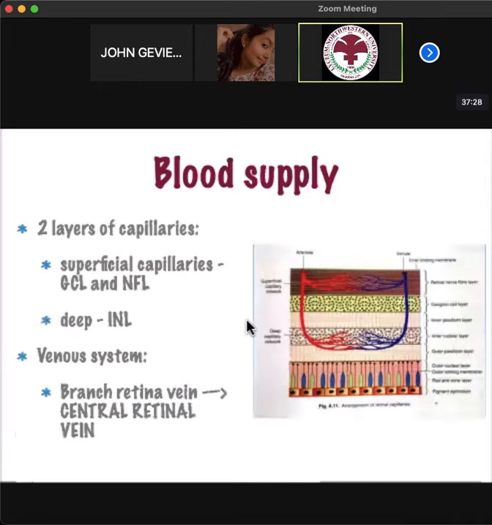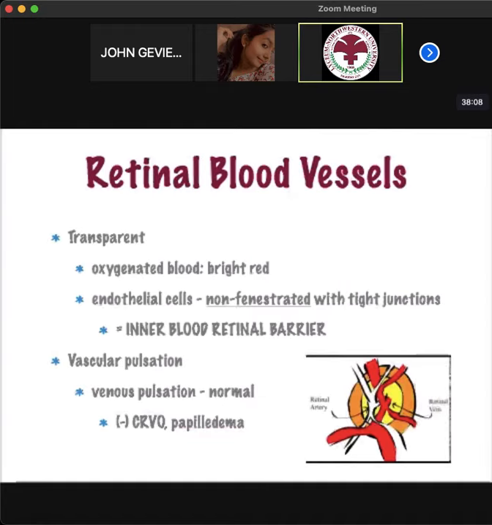The 2 layers of capillaries supplying your retina would be your superficial capillaries, supplying your GCL, or ganglion cell layer, and your nerve fiber layer. However, you also have deeper capillaries supplying your inner nuclear layer. As for the venous system, it's very simple. It's from your central retinal vein. The blood collected from your capillaries will be accumulated within the branch retinal veins, which in turn form the central retinal vein.